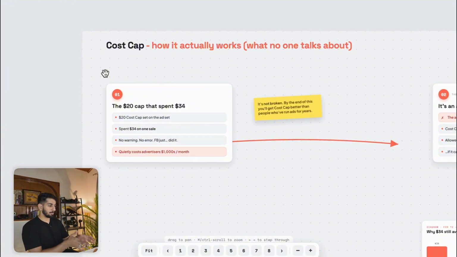In this video, I'm going to explain how cost caps actually work, and this is something that I don't see anyone else talk about on the internet, on YouTube. This is going to help you not only save thousands of dollars, but also if you understand how to use cost caps properly, you're going to end up making thousands of dollars when you try to scale.